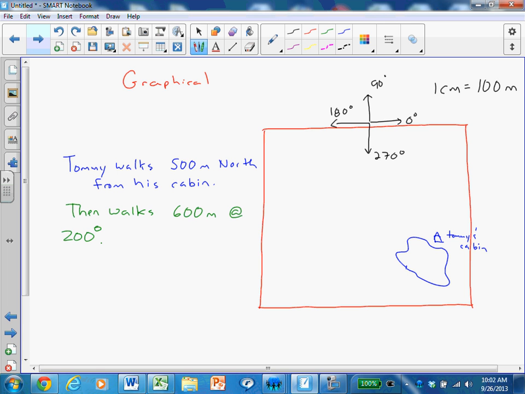Then walks, let's say, 300 meters south and runs into Annika's cabin. What distance did he walk?